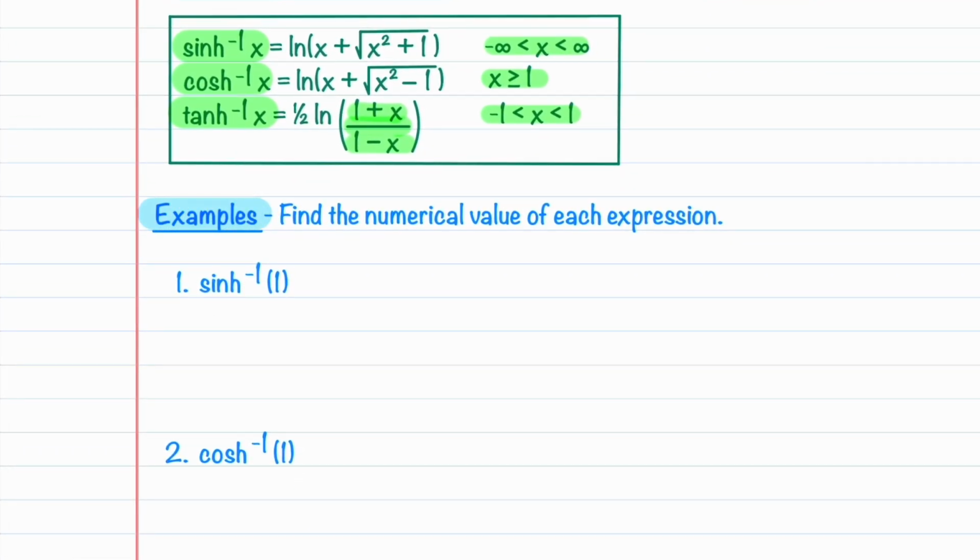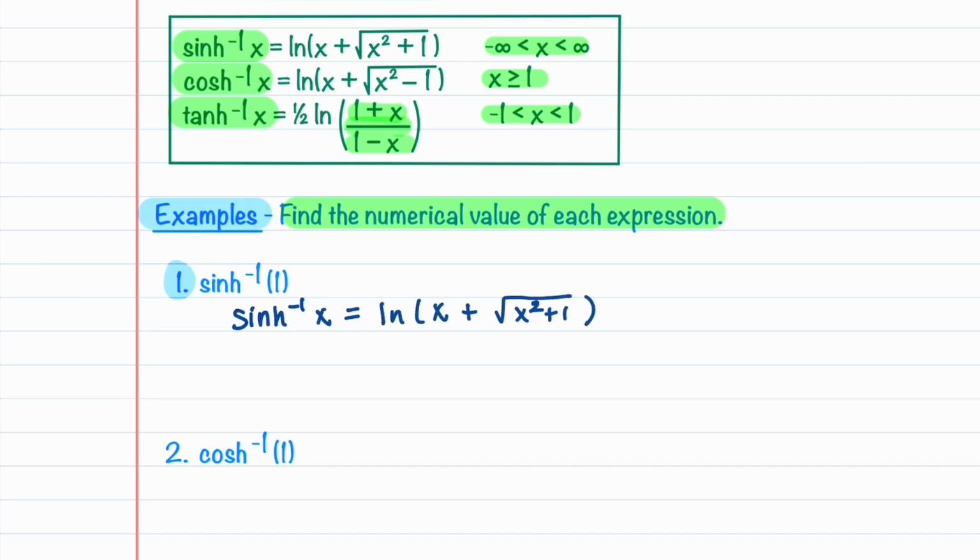Let's now walk through some examples where we are going to find the numerical value of each of the given expressions. The first expression that we're given is inverse sinh of 1. Let's start by writing down the formula for inverse sinh of x. Inverse sinh of x is the natural log of x plus the square root of x squared plus 1.